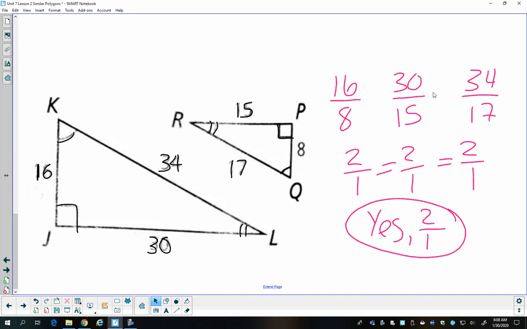I write my fractions. I wrote them from the larger to the smaller. They all reduce to 2 over 1. So they're similar, and the scale factor is 2 over 1. If you wrote the scale factor from small to big, it would be 1 over 2. They'd still be similar, and that would be the scale factor.